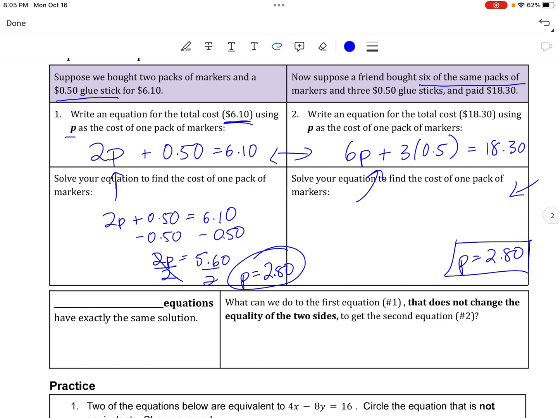So what we have here, these two equations are actually what we call equivalent equations. And equivalent equations have the exact same solution. The solution for both is $2.80. So let's look at these two equations here. What can we do to the first equation, number 1, that does not change the equality of the two sides to get the second equation? So let's write that first equation. What can we do here so that it equals the second equation?